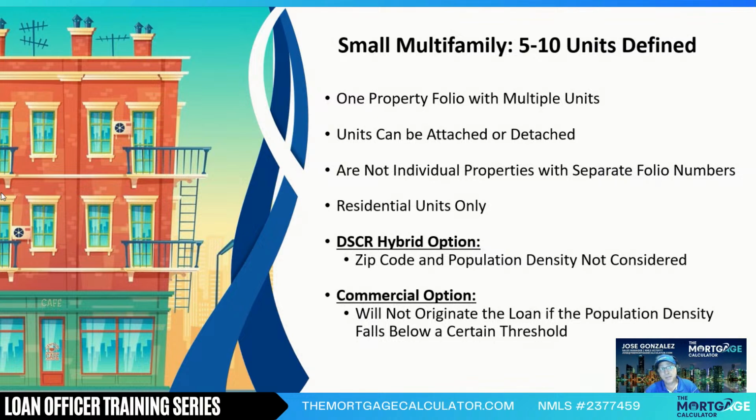So units, like I just mentioned, can be attached or detached. They are not individual properties with separate folio numbers. If you're looking at something and you see individual folio numbers, a folio number is attached to the land. That means you have more than one piece of land, which means that you have multiple properties, not multiple units.